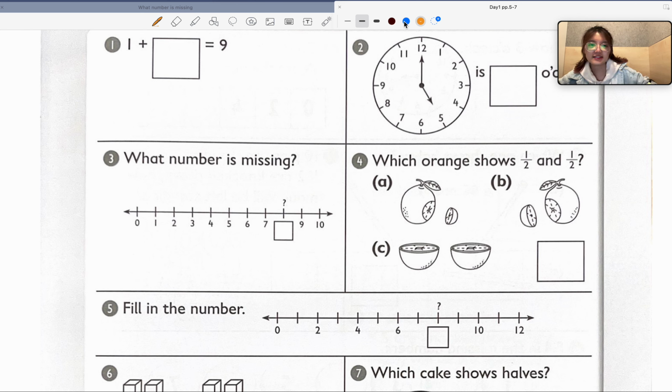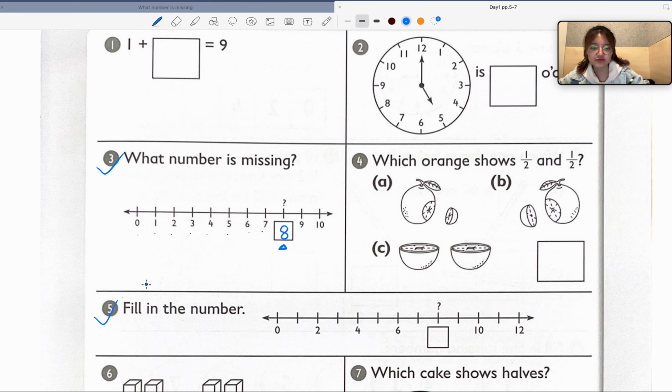Actually, now let's take a look at test 1, question 3. This one. So, what number is missing? How can we fill in this blank? It's pretty easy for you, right? This is a number line from 0 to 10. And from 0, 1, 2, 3, 4, 5, we can see we're counting in ones. So 6, 7, the next number will be 8. Then we can solve it out.